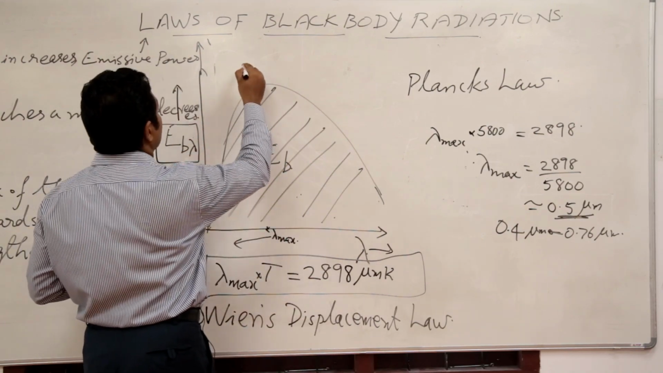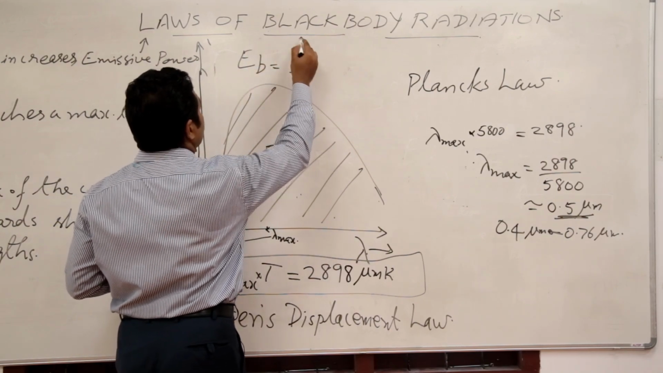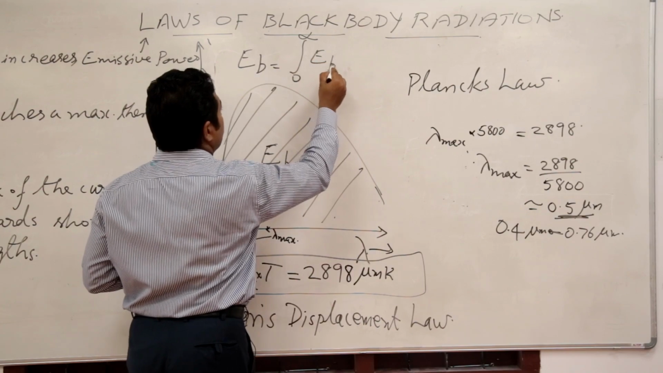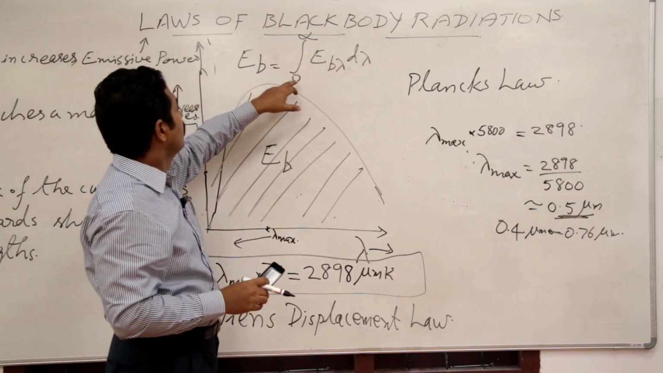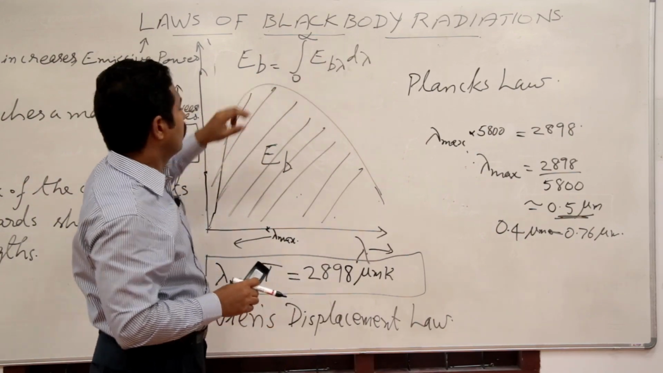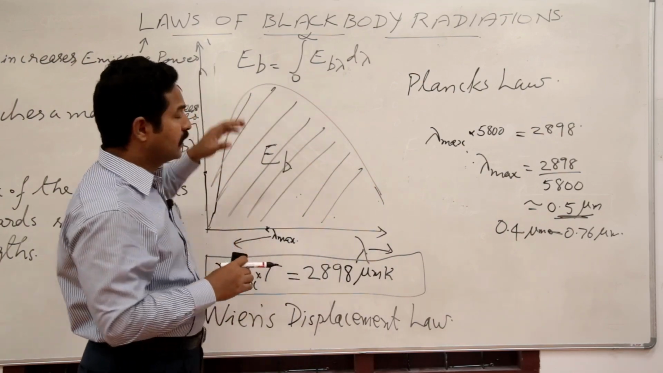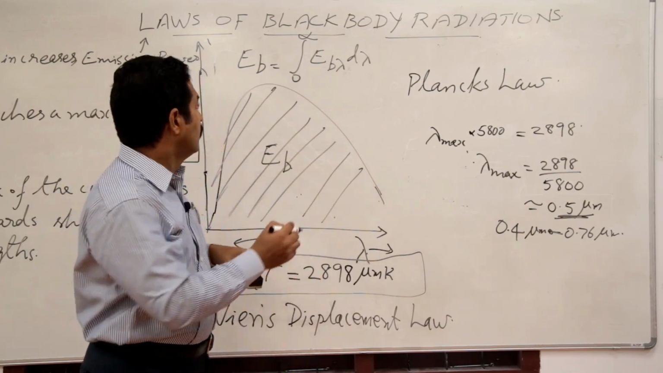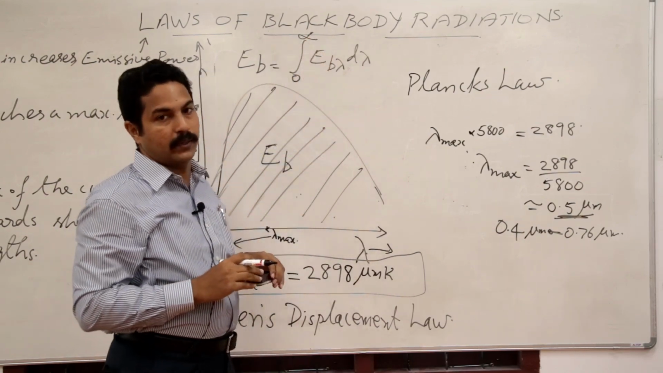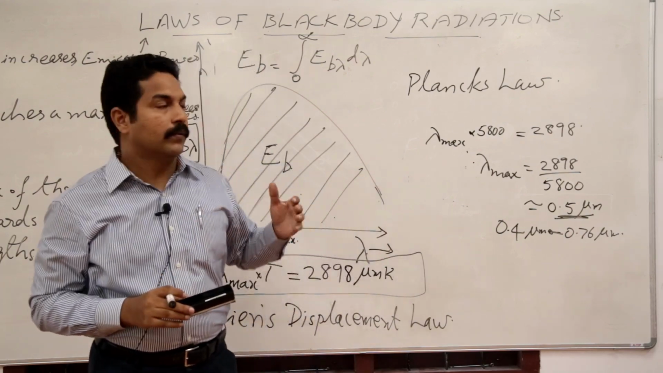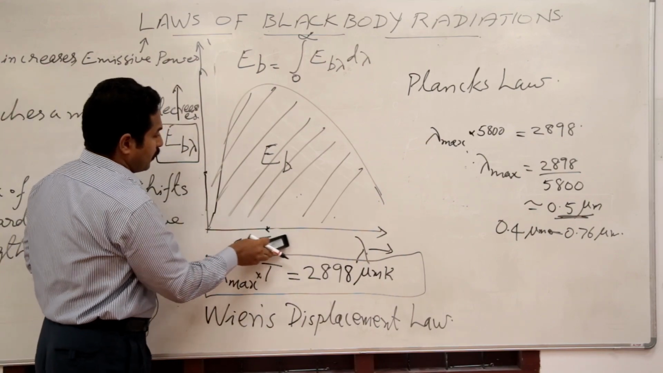How are we getting that? E_b is nothing but the integral from 0 to infinity of E_b lambda d lambda. If I get the integral from 0 to infinity of E_b lambda d lambda, then I will be able to get E_b, that is Blackbody emissive power. We have to integrate over all wavelengths, 0 to infinity. There is no point in lambda max here.